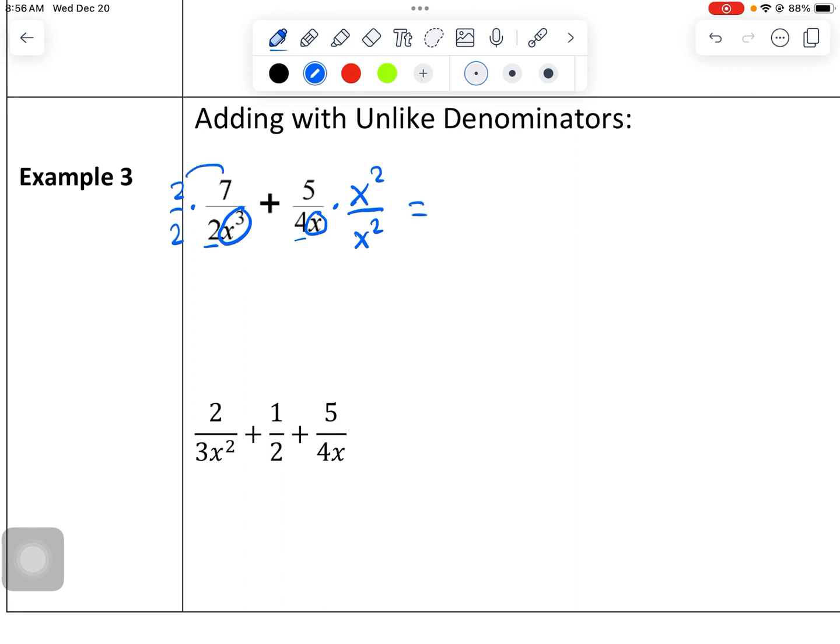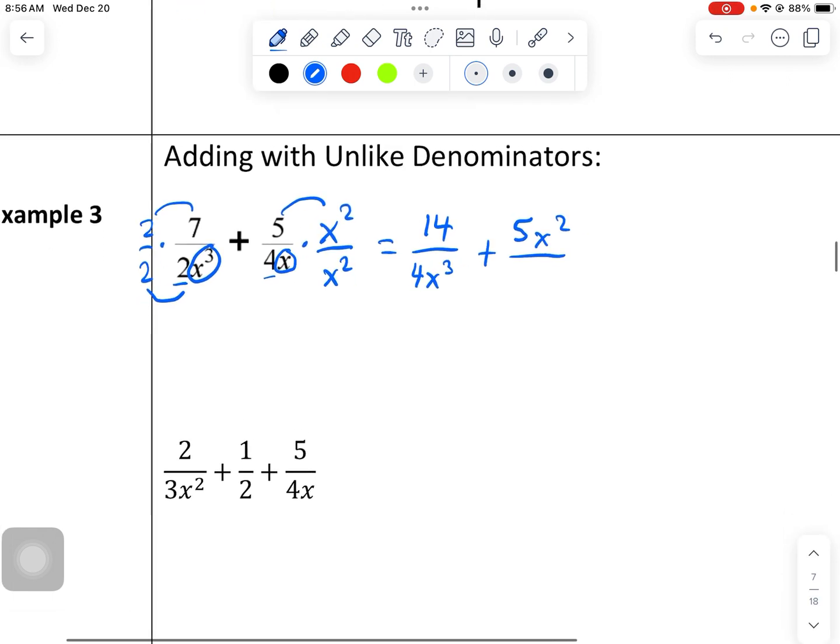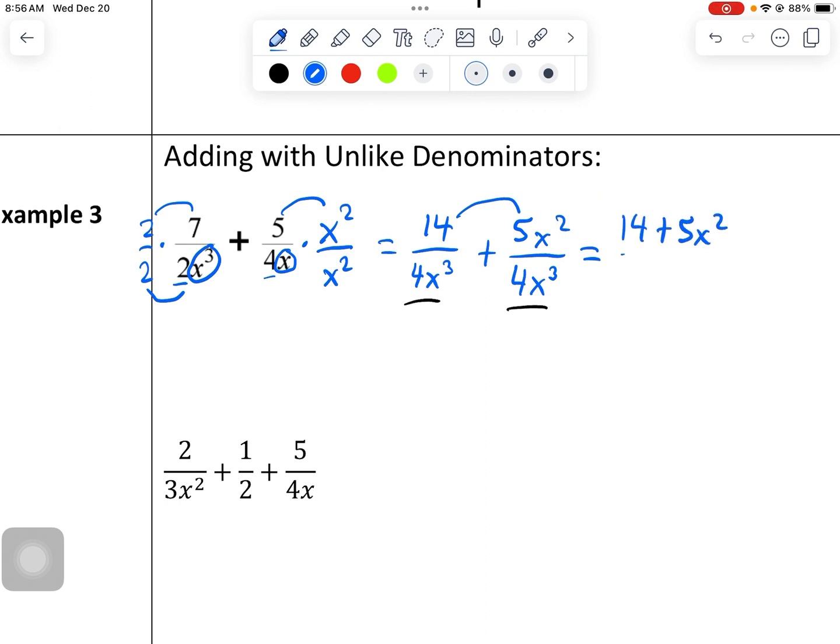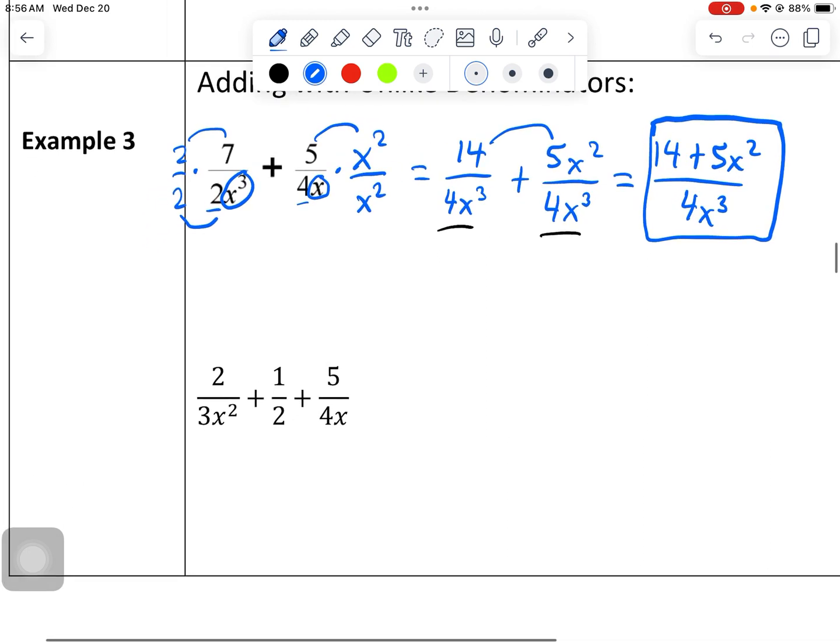So let's do the first fraction. 2 times 7 is 14 over, and then when I do the bottom, it becomes 4x to the third. So if I did this right, I should see another 4x to the third. So multiply the top, I get 5x squared over 4x times x squared does become 4x to the third. We know we did it right because we have the same denominator, or at least we're on the right track. Lastly, combine the top parts if you can. So it's 14 plus 5x squared over 4x cubed. Doesn't look like anything's going to reduce, so that's just our final answer.